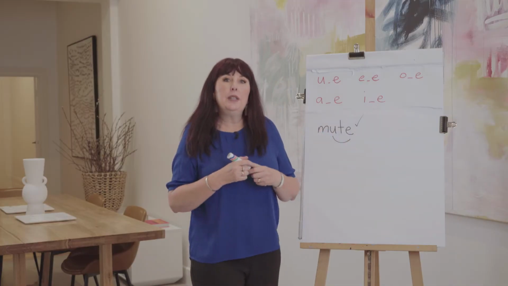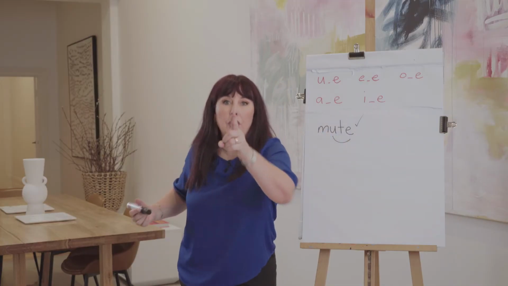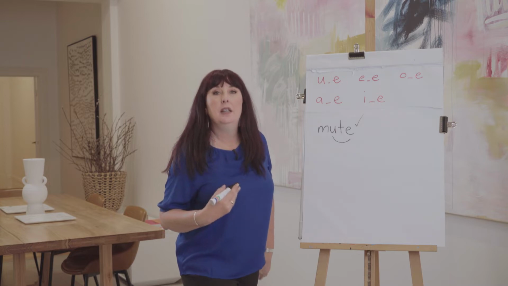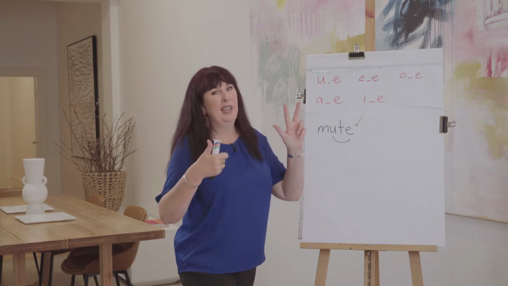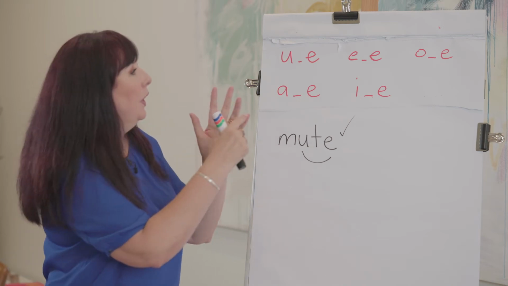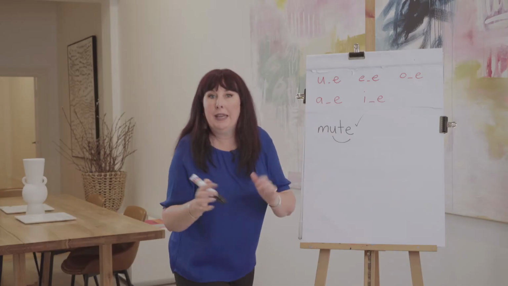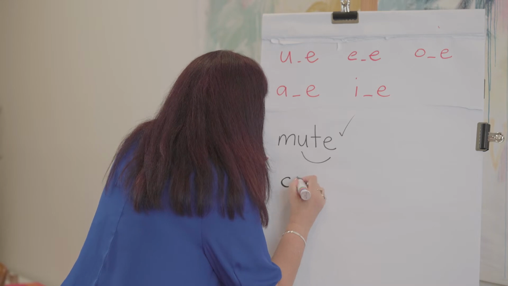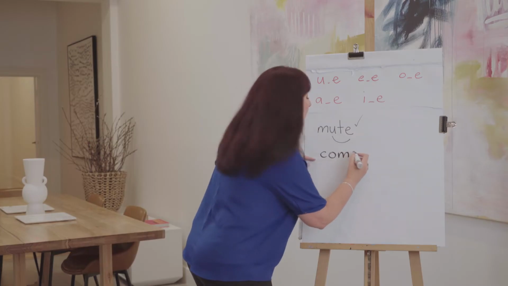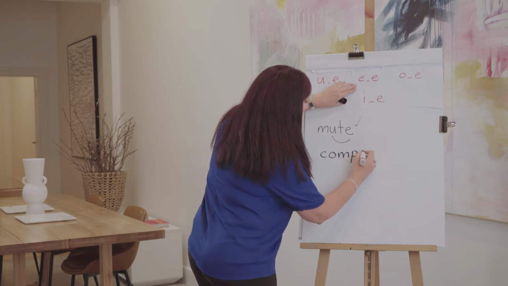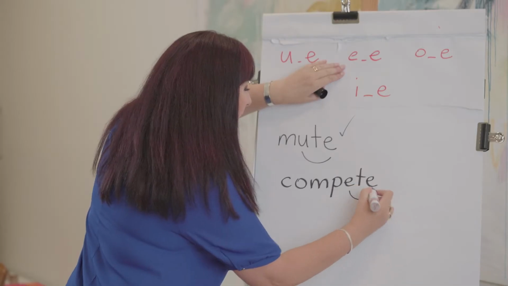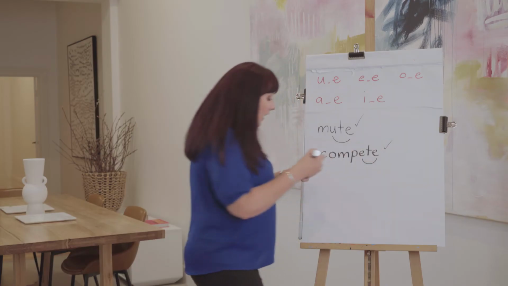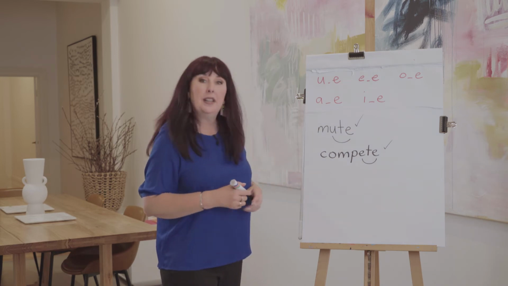Mute. Our next word is compete. I'm going to compete with you. You compete with me. Let's see how quickly we can write it. Let's say it together first. Compete. Easy peasy. Pete. Eat. Compete. Ready, set, go. It's not really a race. Pete. Eat. Compete. If you got that word right, give yourselves a tick. If you didn't, that's all right. Just press pause and fix it up.